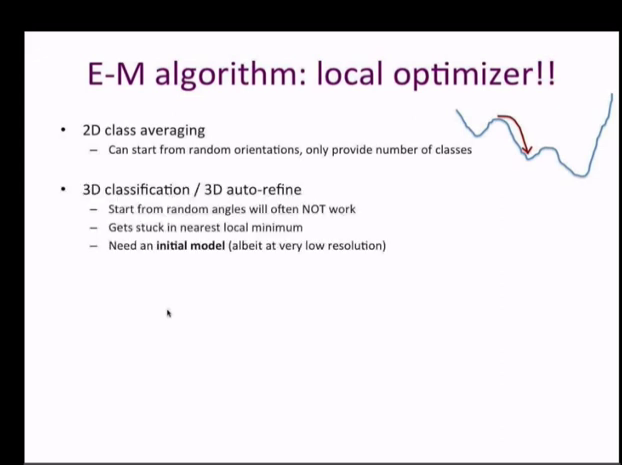Now, that's not true for 3D refinements, and I'll come back to that in a minute. So the 3D auto-refine is very much like 3D classification with a single reference. Again, it uses the exact same code, but there are two important differences with 3D classification.